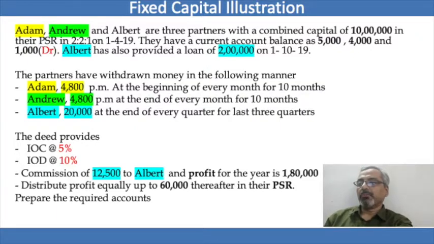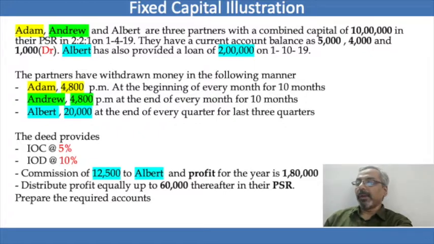Let us first read the question and see what it says. This is the illustration of fixed capital, and we can see that there are three partners, Adam, Andrew and Albert, and they have a combined capital of 10 lakh in their PSR of 2:2:1 on 1st of April 2019. They have current account balances of 5,000, 4,000 and 1,000, in which one of the partners has a debit balance. Albert has also provided a loan of 2 lakh on 1st of October 2019.